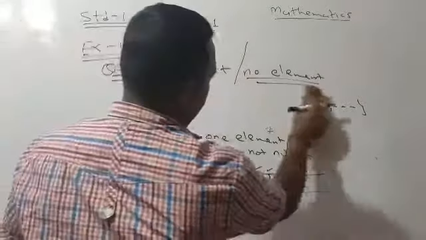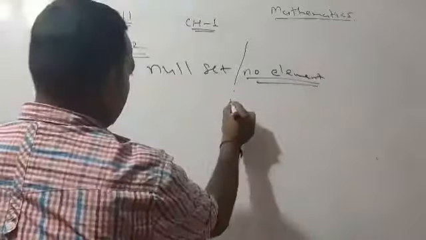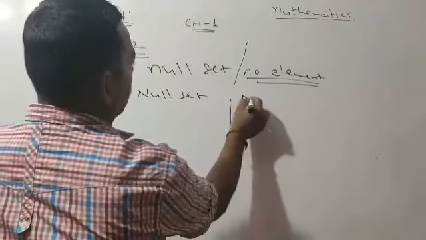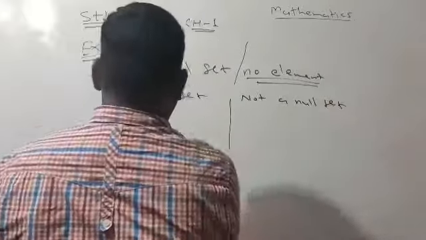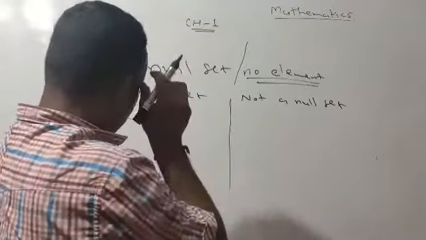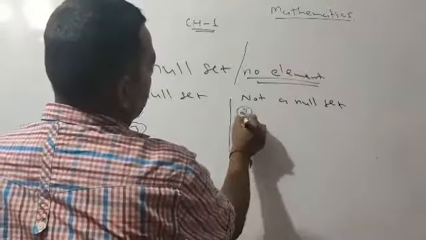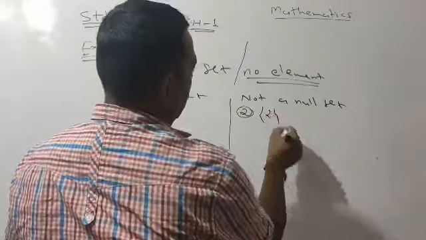See, I do not have enough space, so I will divide this board in two parts. First, null set, not a null set. First one is null set. Then third one is null set. Second is not null set because singleton set 2 is there.